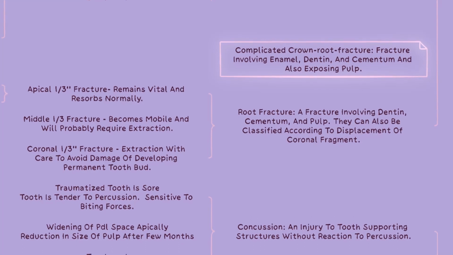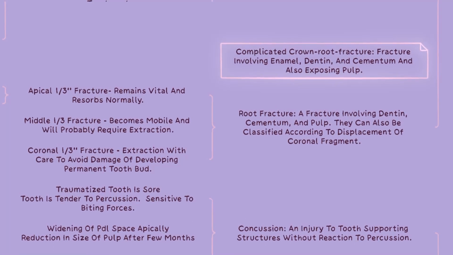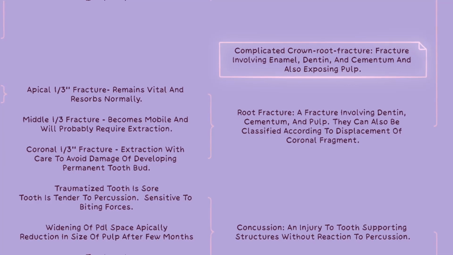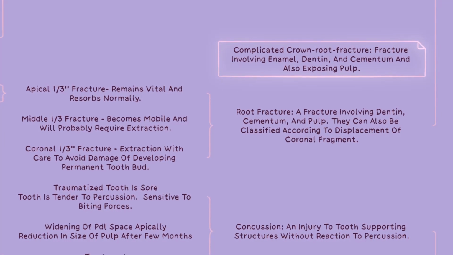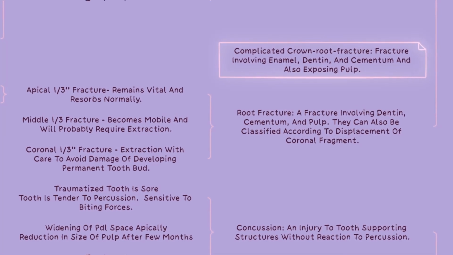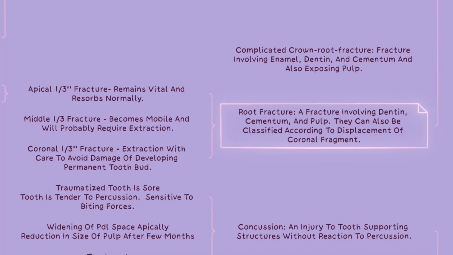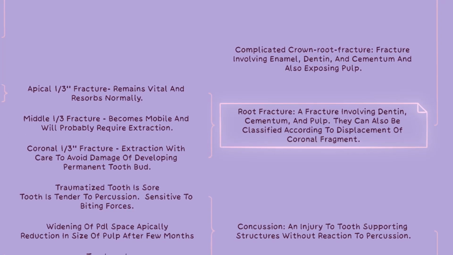Complicated crown root fracture. This is a fracture that goes through the enamel, dentin, cementum, and pulp and separates the crown from the root. It is a very serious type of tooth fracture and it may require extraction of the tooth. Root fracture. This is a fracture that occurs in the root portion of the tooth.